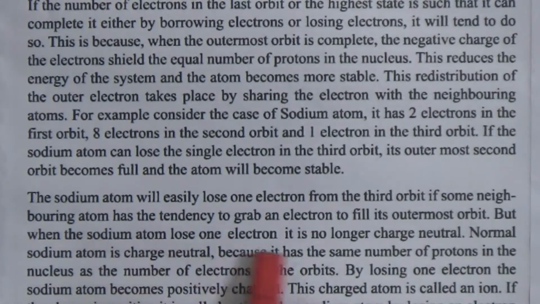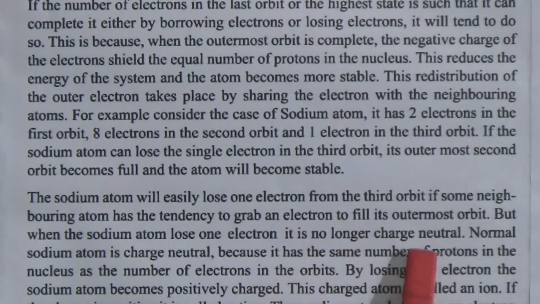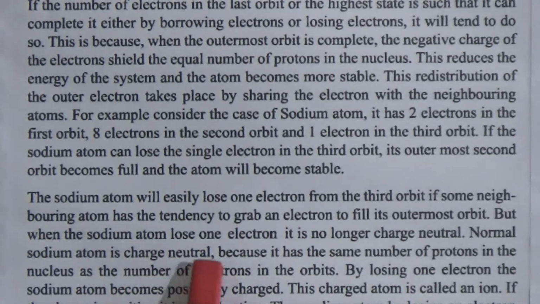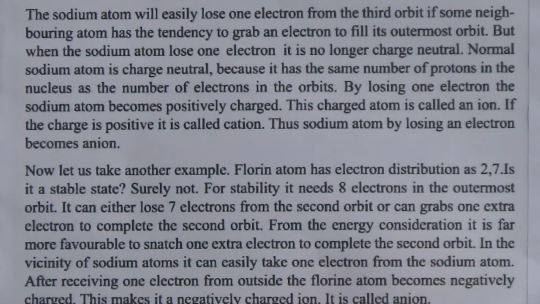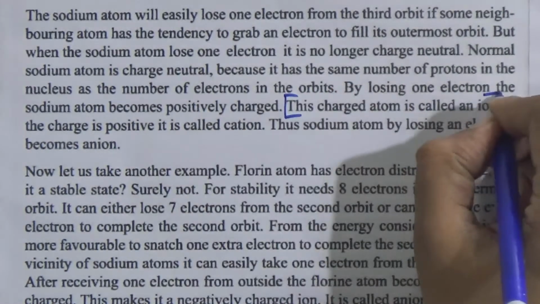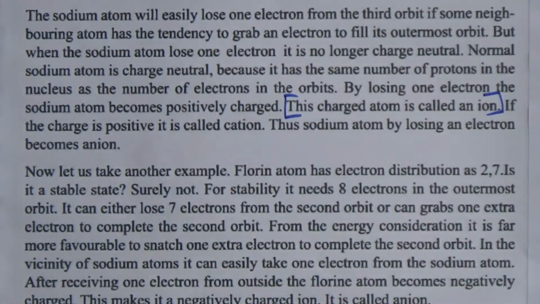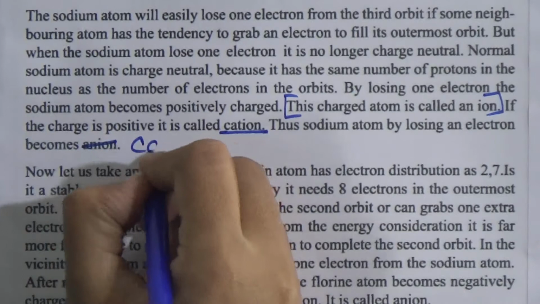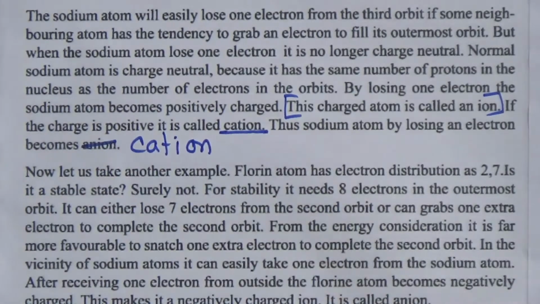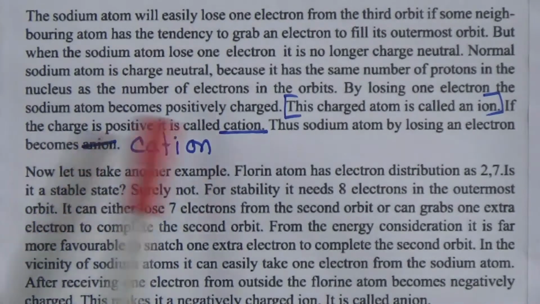But when the sodium atom loses 1 electron, it is no longer charge neutral. A normal sodium atom is charge neutral because it has the same number of protons in the nucleus as the number of electrons in the orbit. By losing 1 electron, the sodium atom becomes positively charged. This charged atom is called an ion. This is the definition of ion. The charged atom is called ion. If the charge is positive, that is a cation. Thus the sodium atom by losing 1 electron becomes a cation.